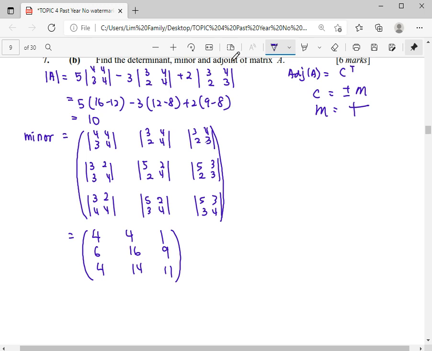Now I want to proceed to the adjoint. So for the adjoint, I need to find the cofactor first. So cofactor will be positive, negative, minor. Since I already have my minor, I can refer here to the position signs: positive, negative, positive, then continue negative, positive, negative, then positive, negative, positive. So that will be my cofactor.